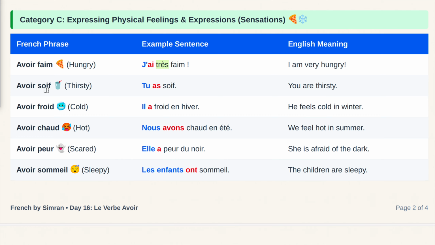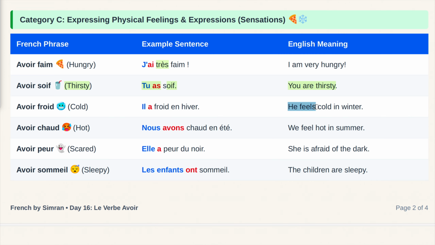Next is avoir soif. If you are saying I am very thirsty, or you are thirsty, then you are is nothing but tu as, and thirsty is soif. You have to pronounce it soif, so it is tu as soif.